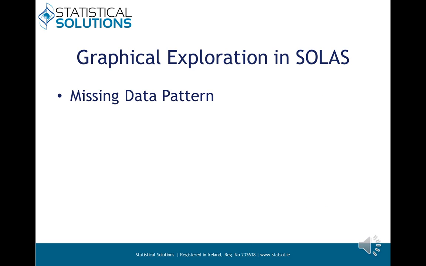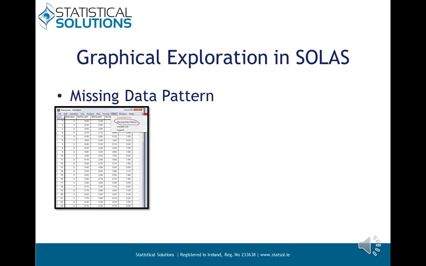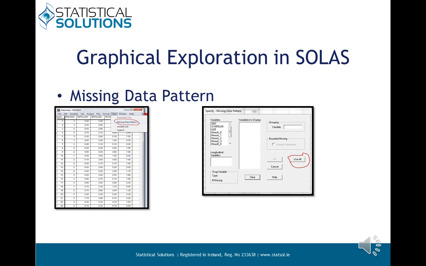So now you might like to get an initial overview of what the overall missing data situation is within this dataset. For this you can use SOLAS's unique missing data pattern graphics. From the View menu in the SOLAS datasheet, simply select Missing Data Pattern. Then the Specify Missing Data Pattern window will appear. And for this Getting Started tutorial, we will select Use All Variables.